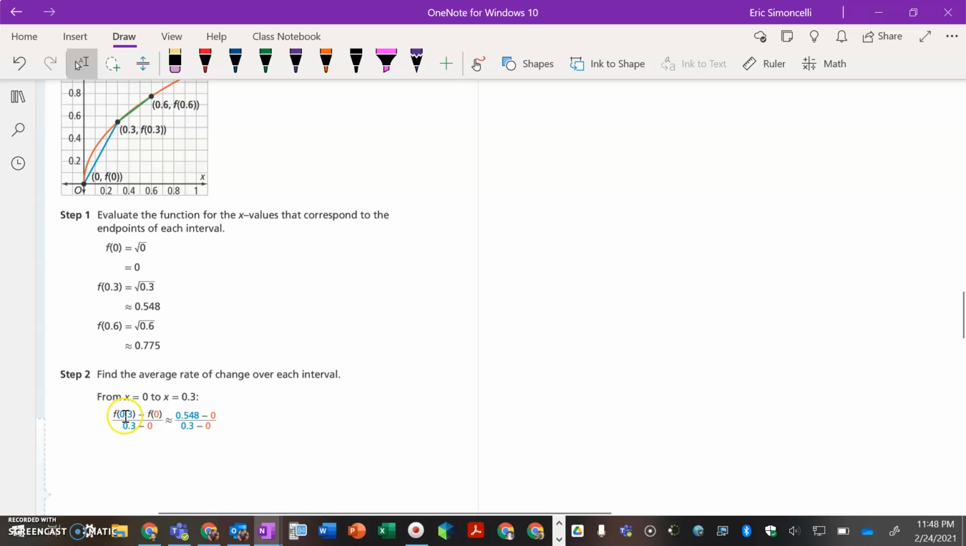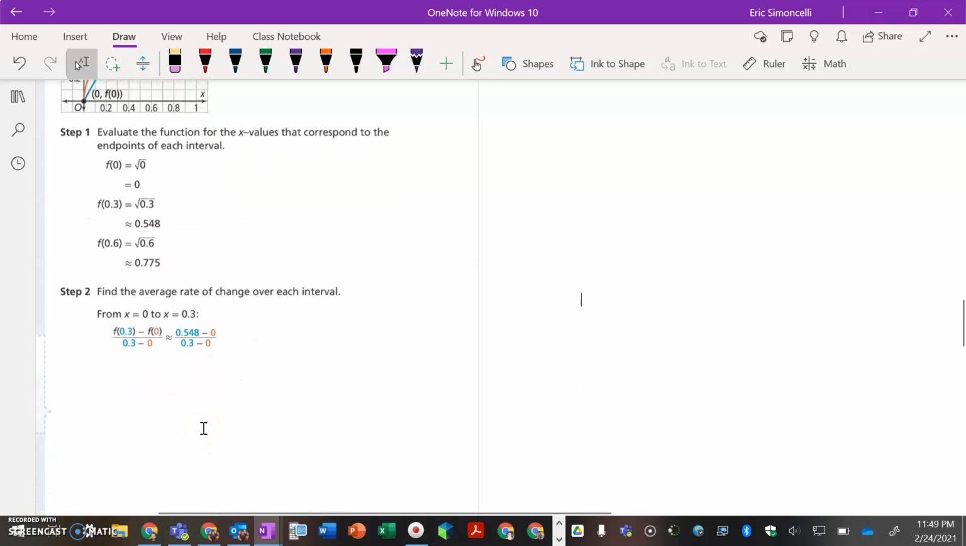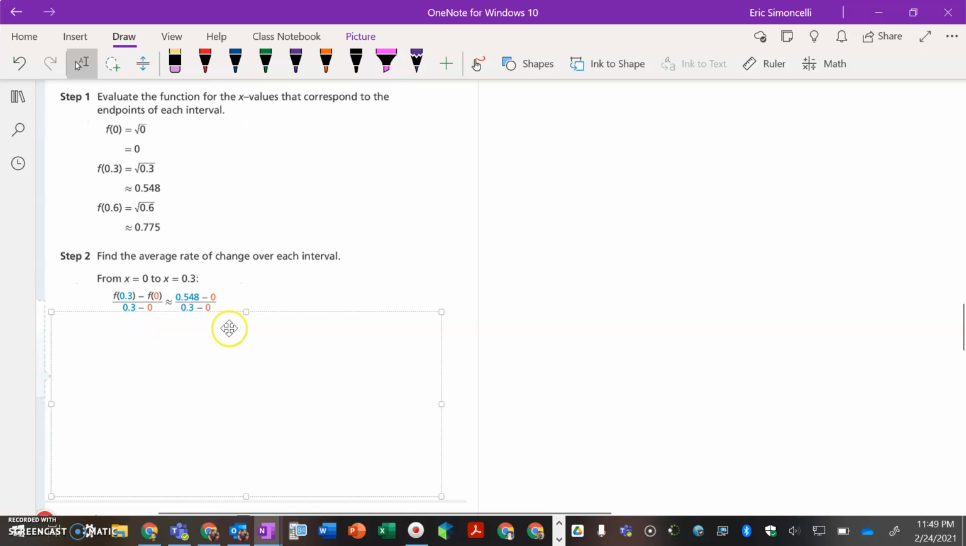So f of 0.3, which is the y, technically again 0.548 as you see back here and again here, minus f of 0, which again we said was 0. Okay, and then divide that by the difference in the x's, which again we said was what? 0.3 and 0. Okay, so if we divide the difference of those and the difference of those, you should end up with 0.548 over 0.3, or approximately 1.83.